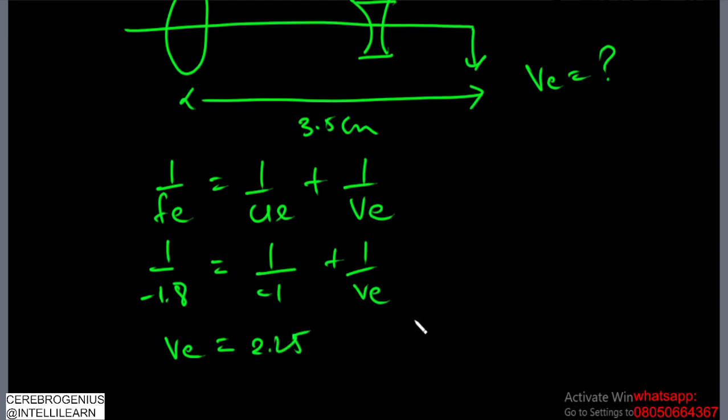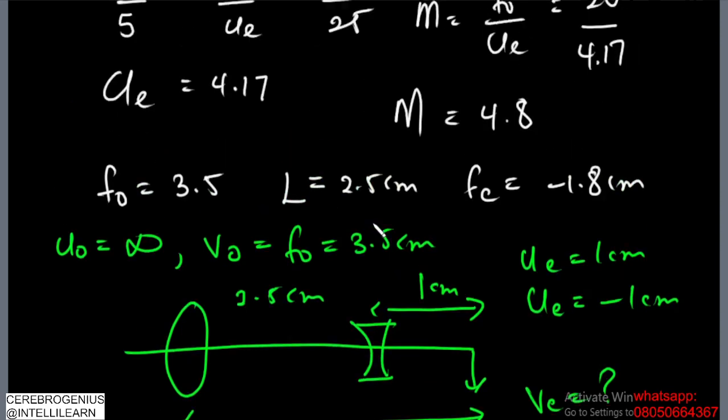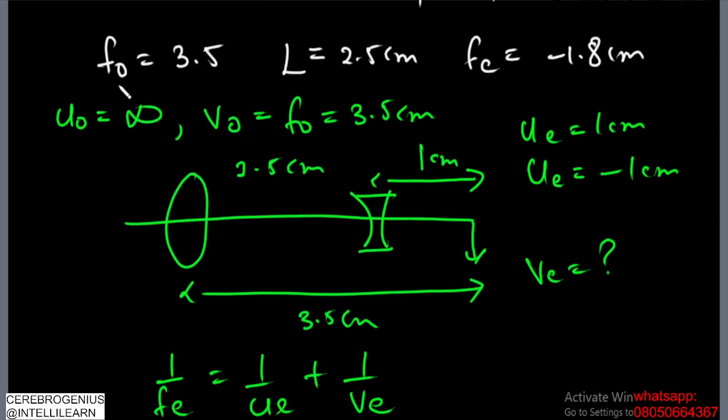So I'm not sure that answer is correct. So this is 39.27. So the answer is wrong. So that means that I have made a mistake somewhere. Okay, where did I make mistake? The focal length is 3.5 centimeter. Yes, it is 2 centimeter in front of a negative lens. Oh, that's why I made mistake.